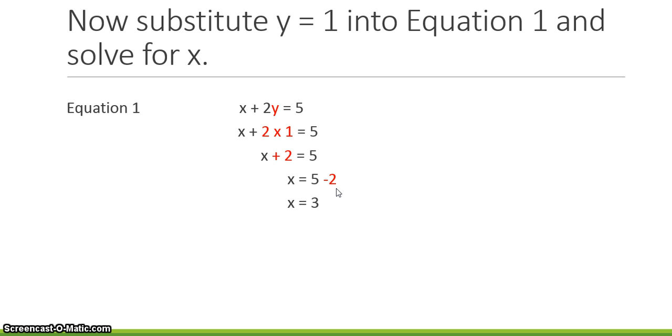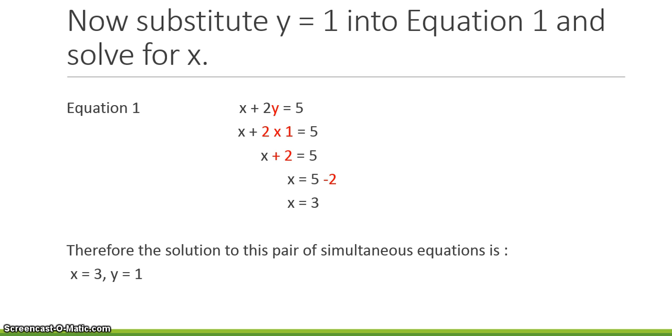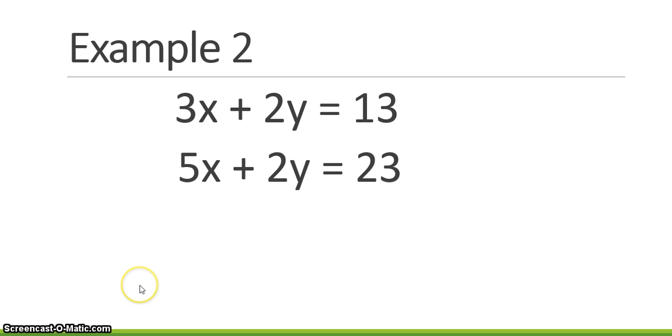I now have my solutions for both x and y, and the solution to this pair of simultaneous equations is x is 3 and y is 1. This is the elimination method at work. Let's look at another easier example like this one here. Both equations are again in two-intercept form, so I must use elimination.